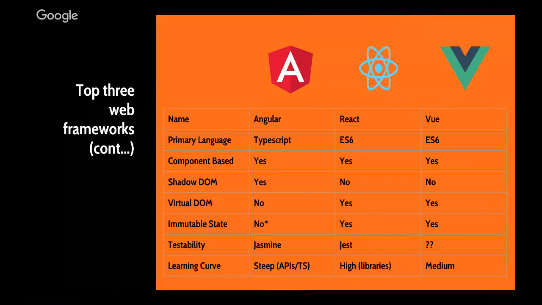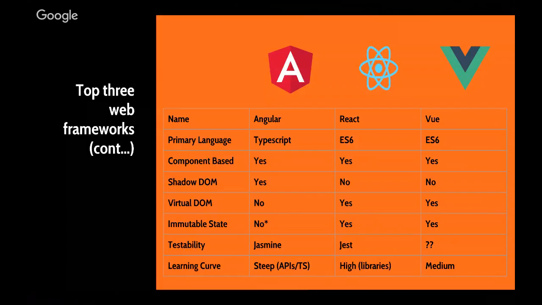And then Vue and React will use the virtual DOM instead. When you create your templates, it creates them in a virtual DOM and then passes that to the browser to actually render. Angular does not have an immutable state by default, but you can add something like Immutable.js to help speed up your Angular application, and then React and Vue will have an immutable state.